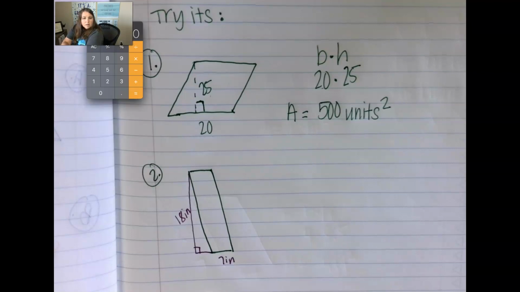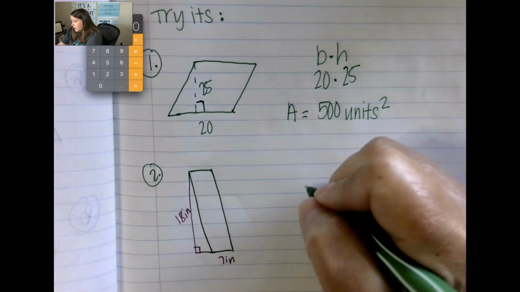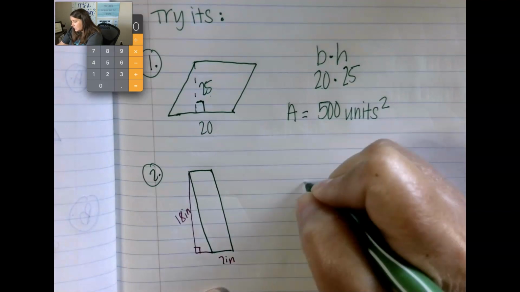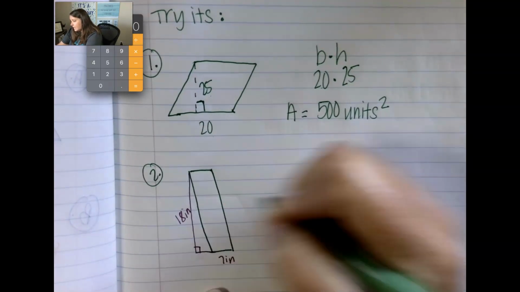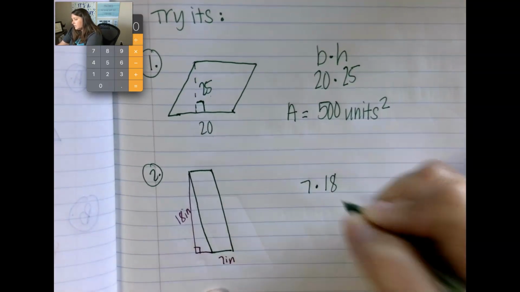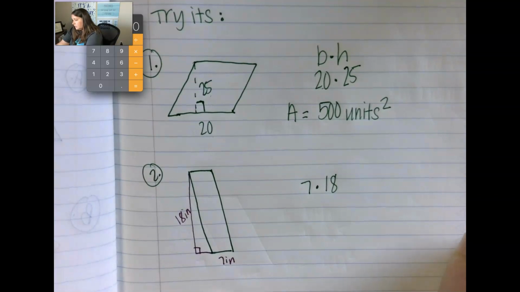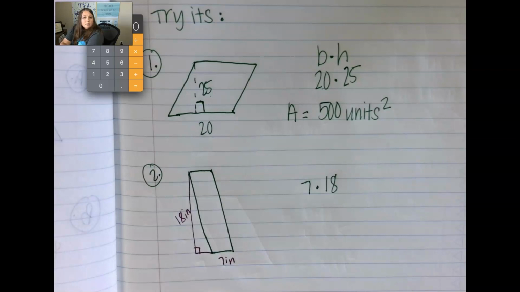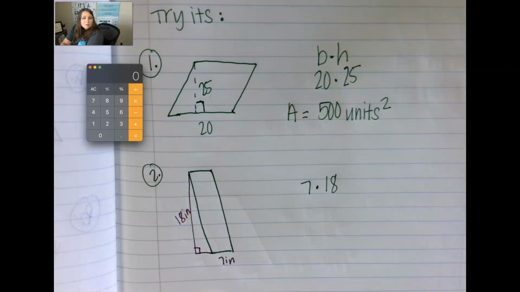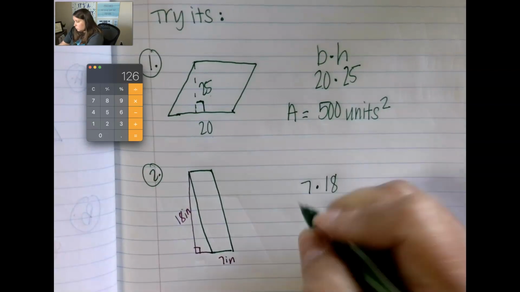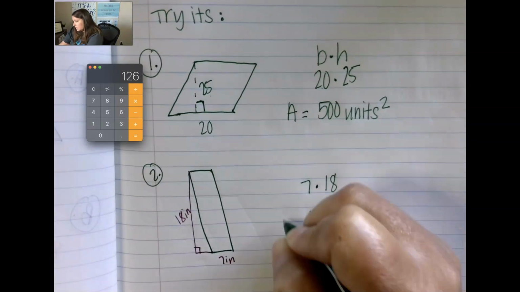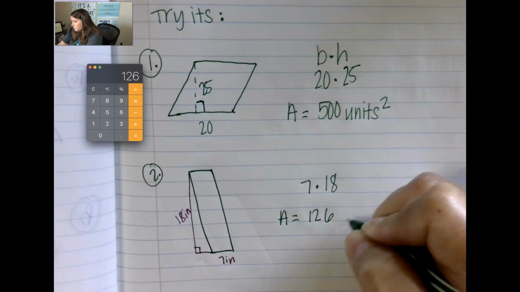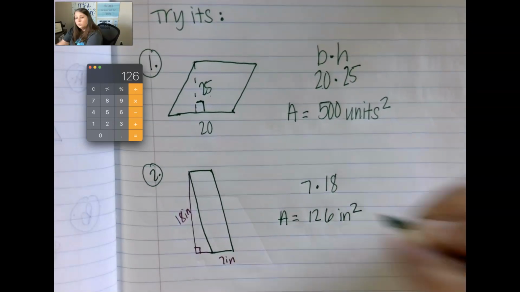Okay, on the next one, we have a height. So the base is 7 and the height is 18. So 7 times 18. We're going to multiply that. And this is 126, so area equals 126 inches squared.